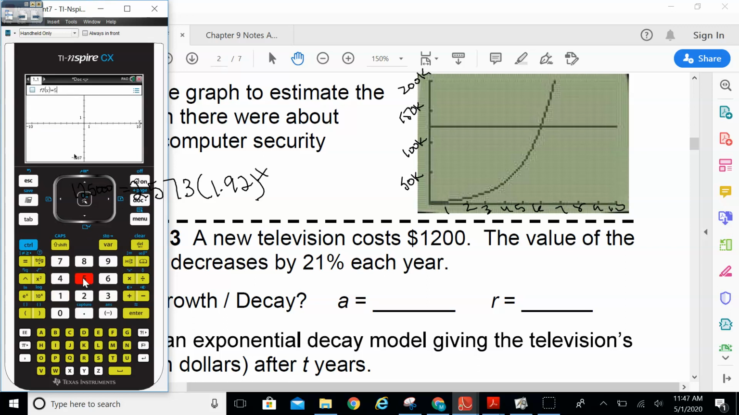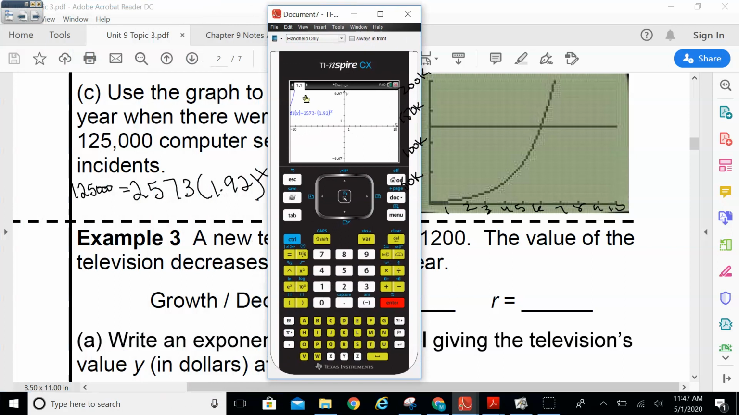Y1 is 2573 times 1.92 to the x power. And we want to know when that is equal to 125,000. So tab, 125, 1, 2, 3. Oops, that's too many. 1, 2, 3. So in the regular graph, you're not going to see the intersection.